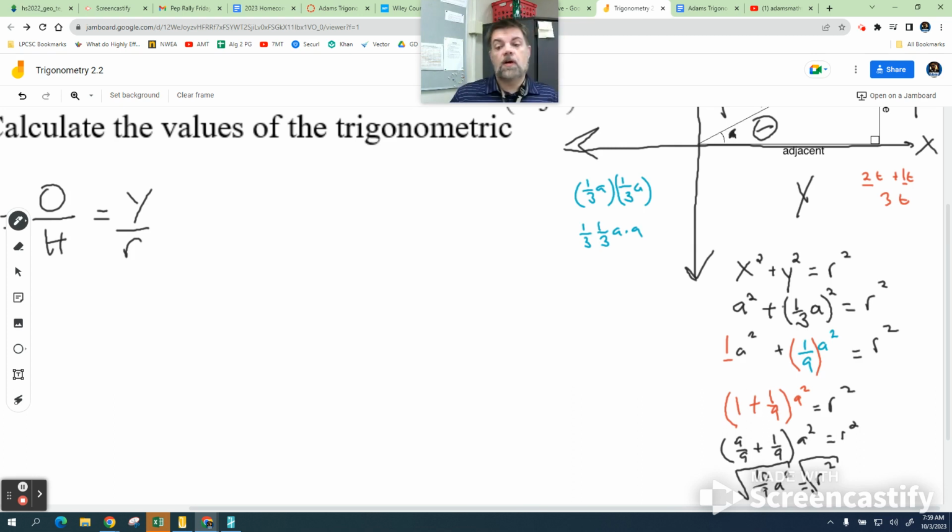Okay, so now what do? All right, so if I take the square root of both sides, and I'll start writing over here because I ran out of room, r is equal to the square root of 10 over 9a squared. Now, part of the challenge with this is I have to simplify this. It makes my life a little easier if I can simplify this.